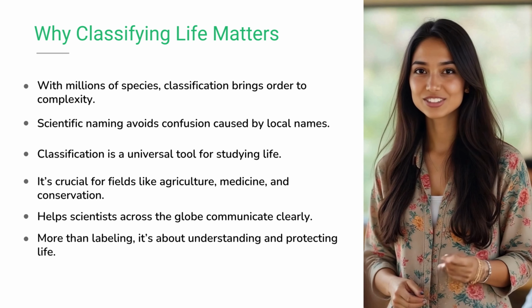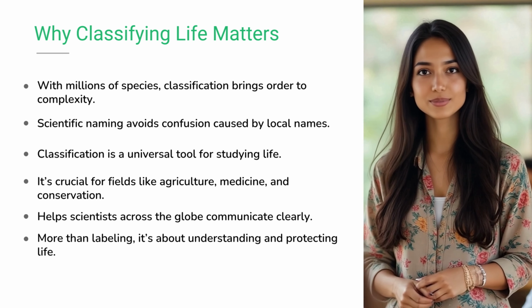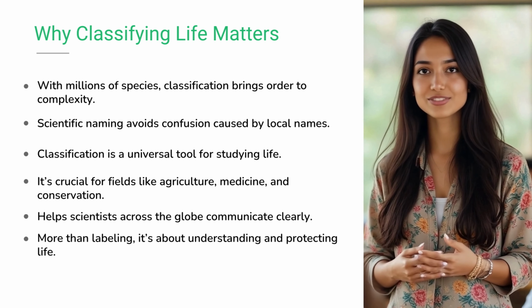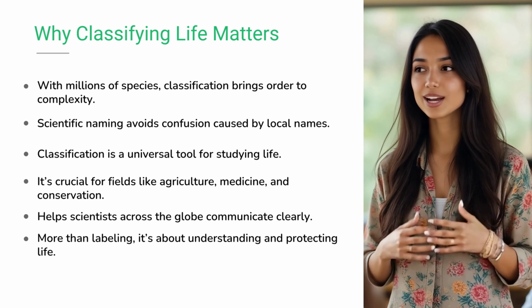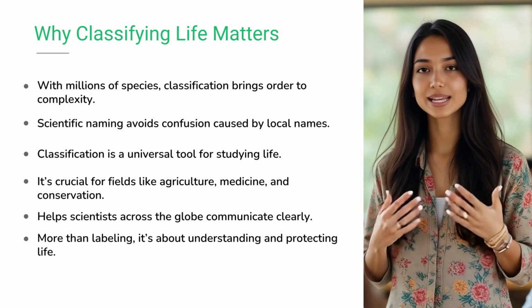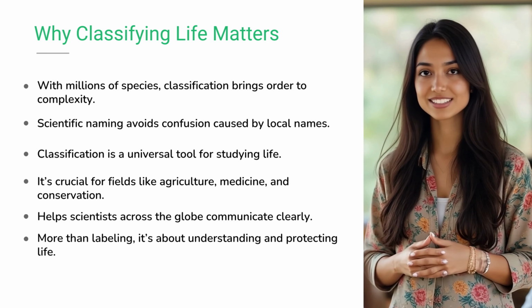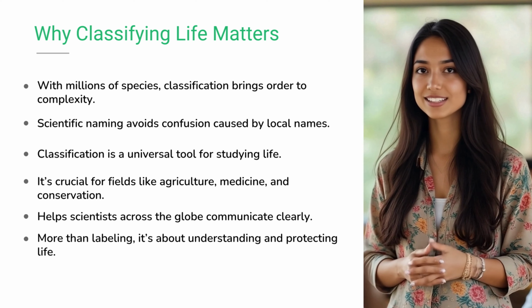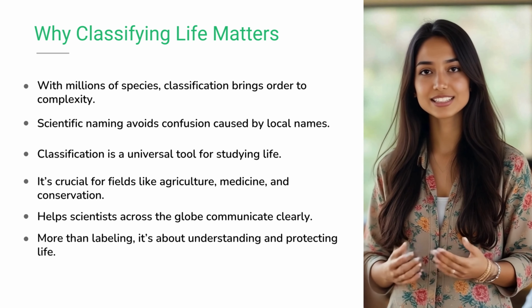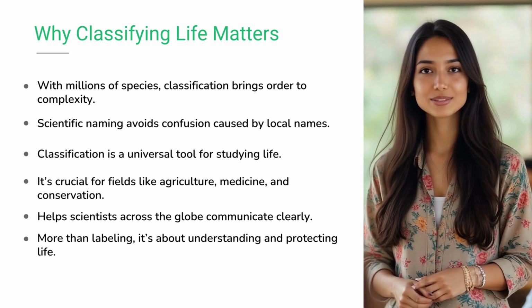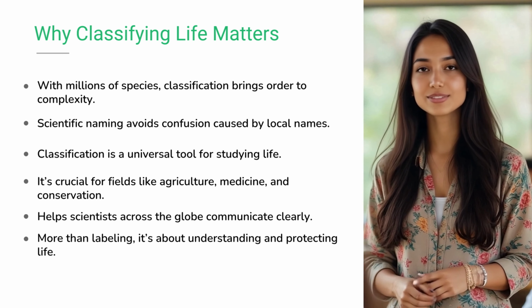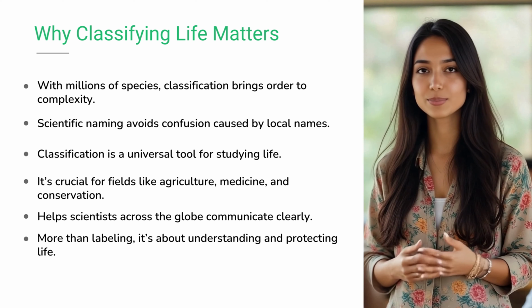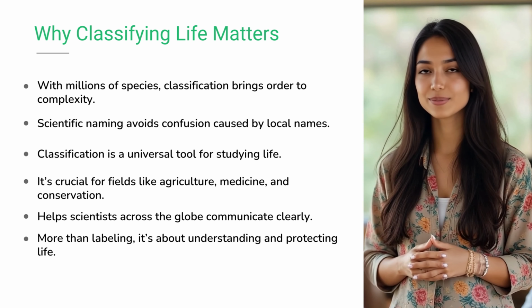And this system is not just for textbooks. Accurate classification is vital in real-world fields like agriculture, where identifying the right crop species matters, in medicine, where knowing a pathogen can save lives, and in environmental science, where naming a species is the first step in protecting it. Classification helps us understand and improve life. It's a tool for clarity, communication, and conservation.